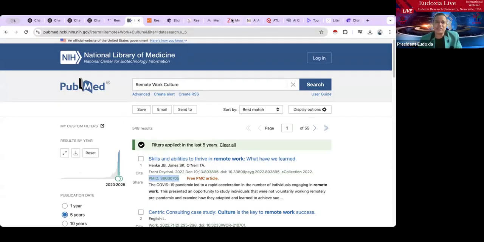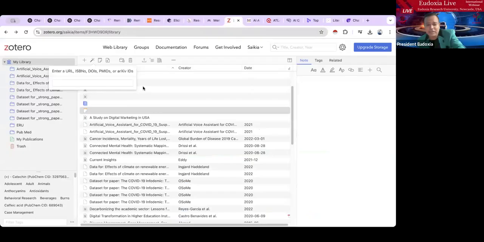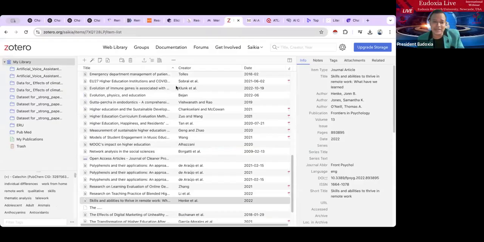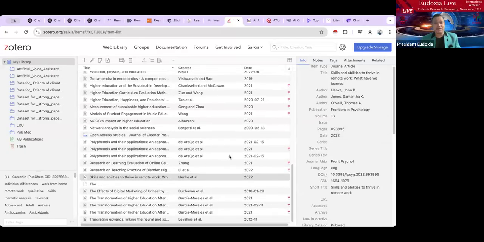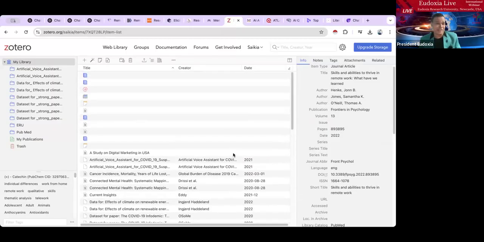So I will go to my Zotero, and I will use this one. Use this one and just press enter. I can add it from PubMed. You can see here, this is the paper. It is immediately coming, and the details of the paper are reflected on the right-hand side. That's it. So this is technology that people are criticizing, but I am not understanding why.